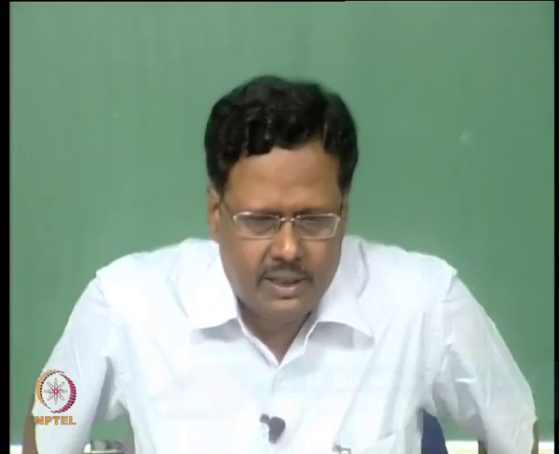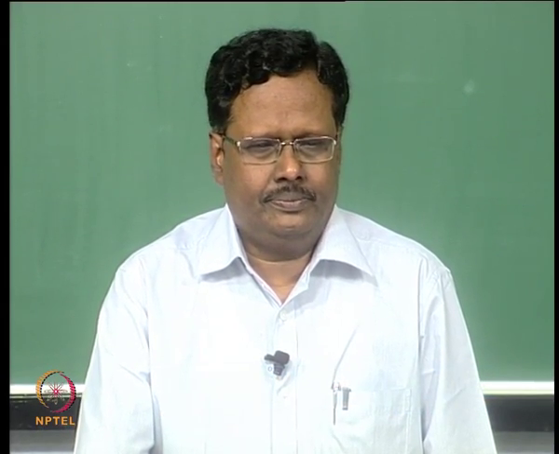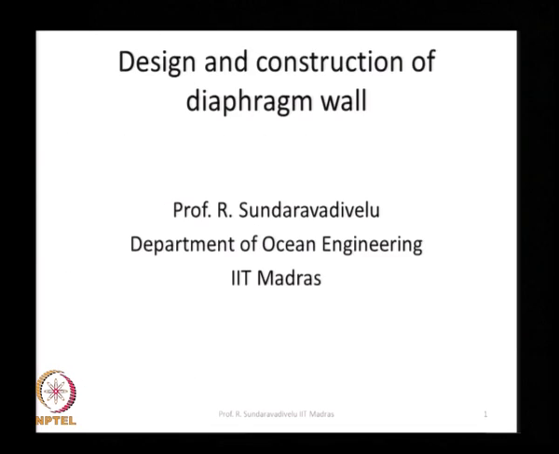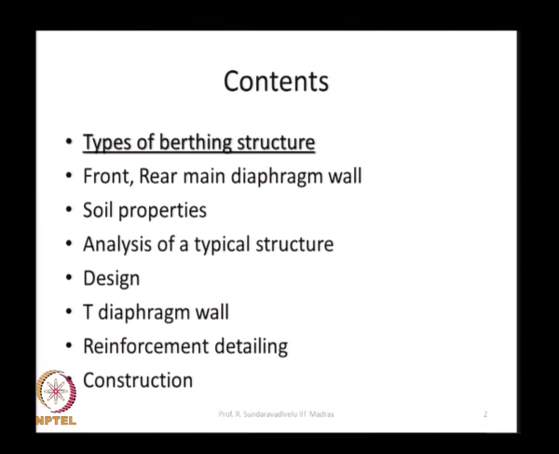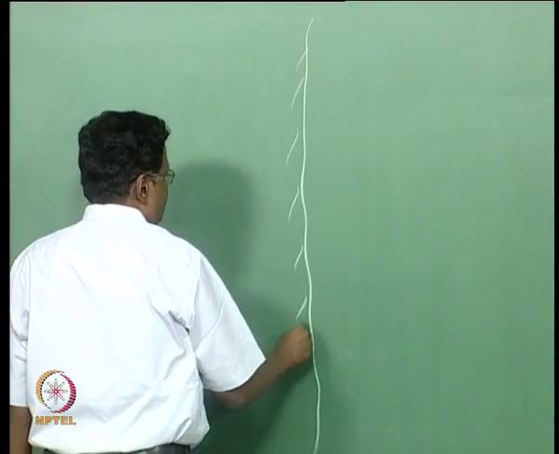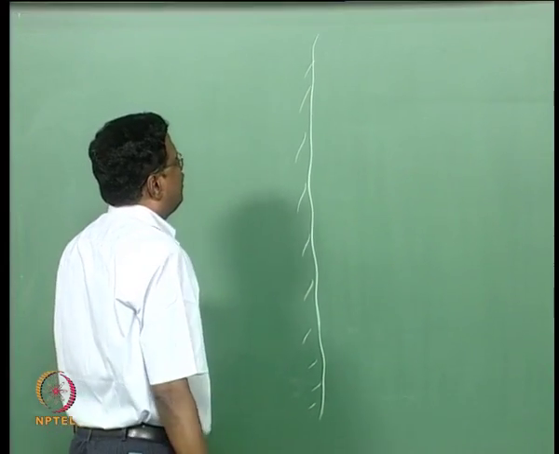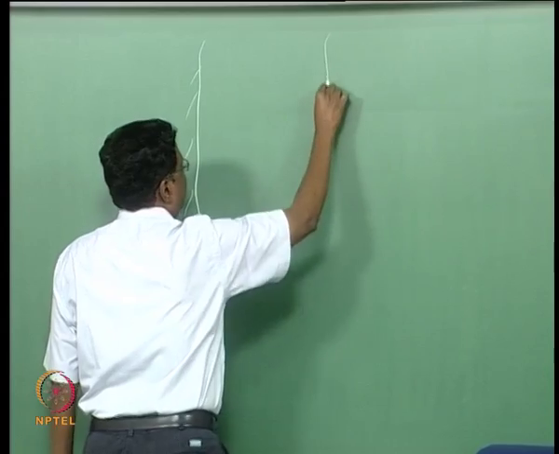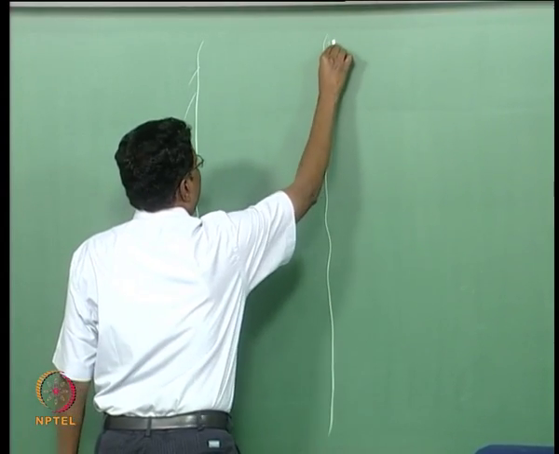So, in this class we will see the design and construction of diaphragm wall. There are different types of berthing structures which I will explain, then we will talk about this diaphragm wall. Assume this is the shoreline and assume that this is your 10-meter contour.